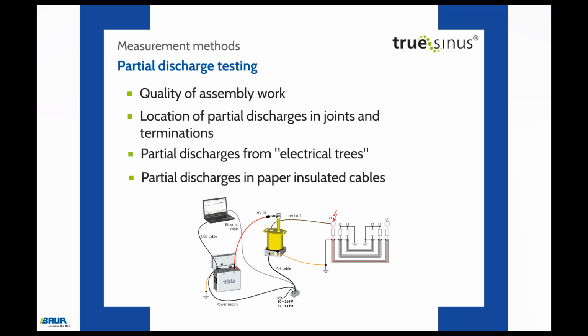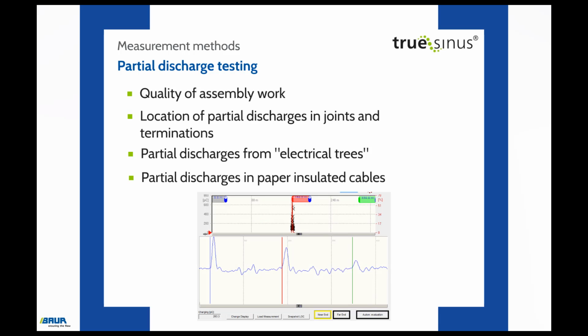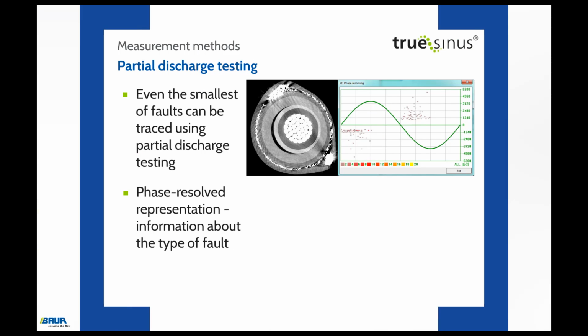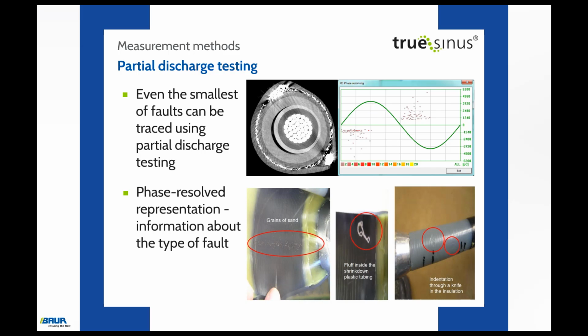With this combination of measuring devices, the information can be found and the measurement results supplied as in the example given. Even the smallest of faults, for example an air pocket between the insulating body and the field control, can be highlighted using partial discharge testing. The partial discharge testing also provides a phase-resolved representation, which gives information about the type of fault. This phase-resolved representation of the air pocket in the picture leads us to suspect that the cable contains a non-conducting material that is not in direct contact with the metal electrode.